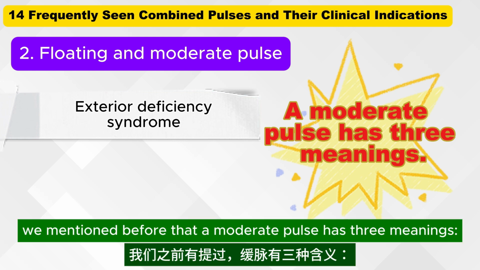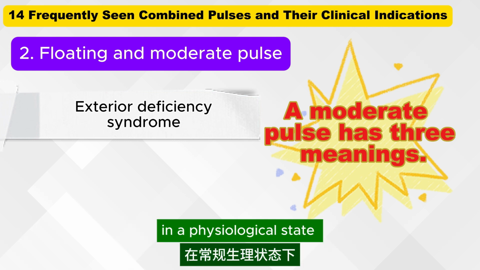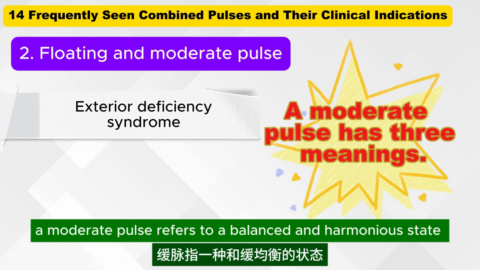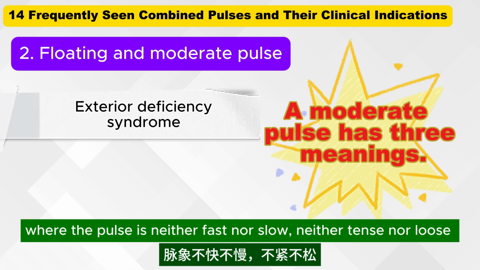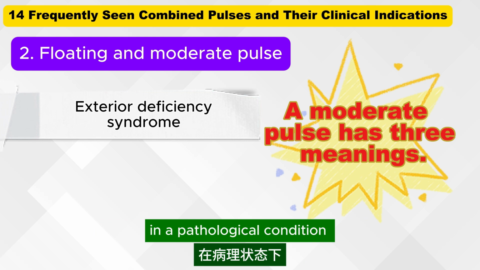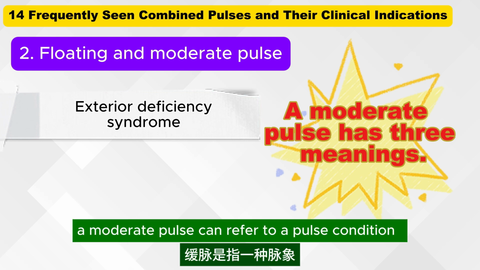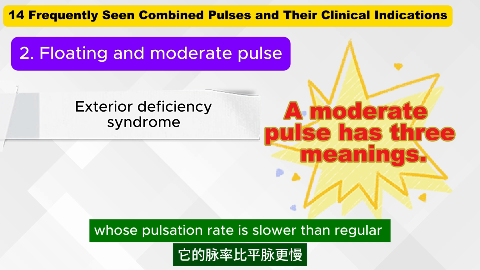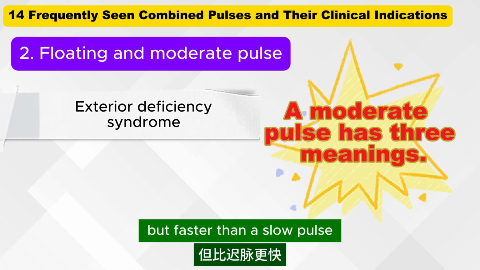We mentioned before that a moderate pulse has 3 meanings. In a physiological state, a moderate pulse refers to a balanced and harmonious state, where the pulse is neither fast nor slow, neither tense nor loose, which is a sign of a sufficient stomach qi. In a pathological condition, a moderate pulse can refer to a pulse condition whose pulsation rate is slower than regular but faster than a slow pulse.